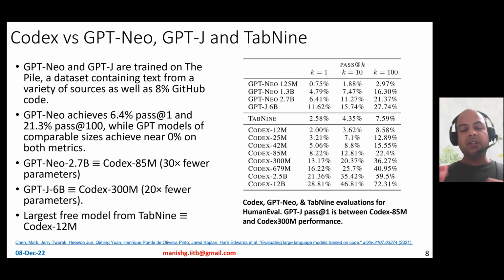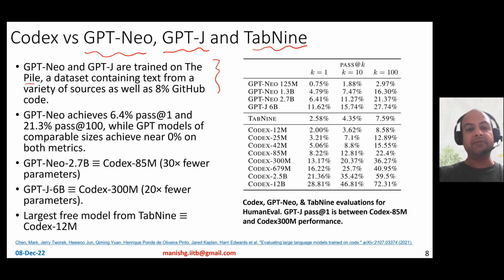Now, how does this model compare with existing models? There were some existing models like GPT-Neo, GPT-J, and TabNine, which also aimed at generating code samples given docstrings. GPT-Neo and GPT-J have been trained on the Pile dataset, which is a lot of data, including about 8% of GitHub code. Now, if you compare it at different values of k with the different Codex models, they trained different sizes, from 12 million to 12 billion.